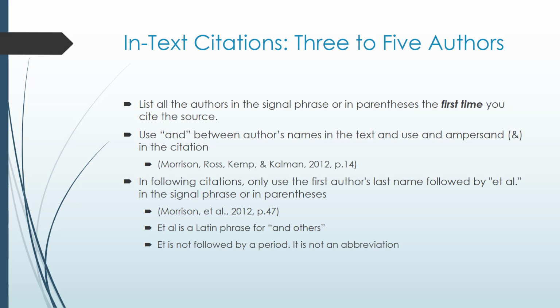The "et" is not followed by a period. So it's just E-T space A-L. It's not an abbreviation. It is a Latin word that means "and others." So the first time you list it, you have to list all three to five authors. Anything after that, you give the first one and "et al."